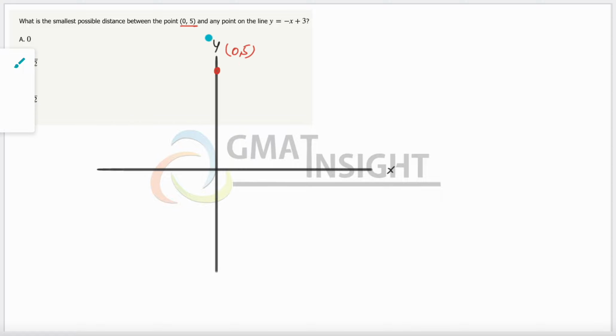Now we have another line to be drawn, which is y equal to minus x plus 3. The easiest way to draw the line is to first substitute x equal to 0. If I put x equal to 0, then y is equal to 3, and then substitute y equal to 0. At y equal to 0, x is 3.